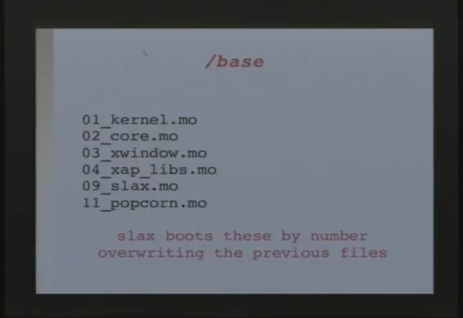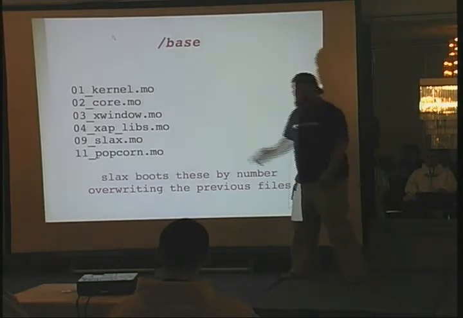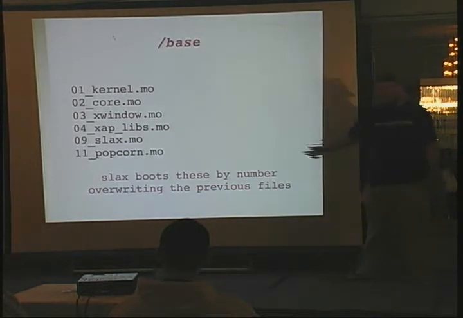Base goes numeric and then alpha, alphabetically. So it goes like that. And if kernel or core.mo has a file and slax.mo has the same exact file, because slax.mo is loaded after core, it'll overwrite core. So you don't have to open these up and edit them if you want to change some file in there. You just have to add it into your own module and number it a higher number.